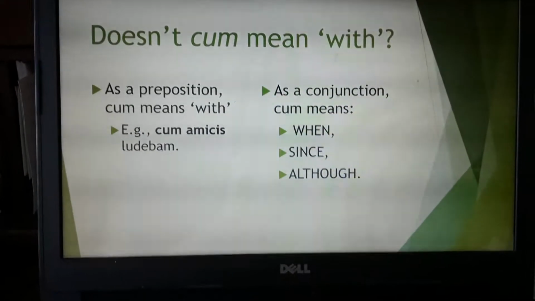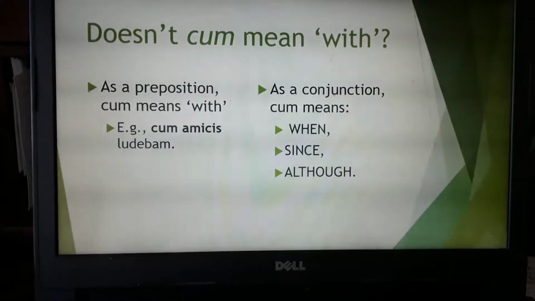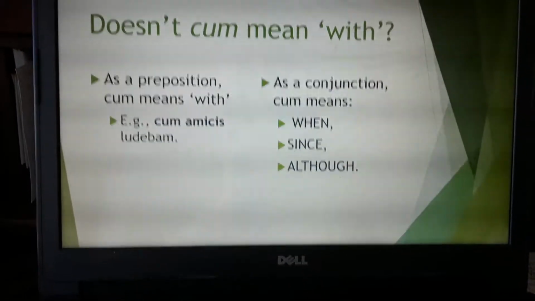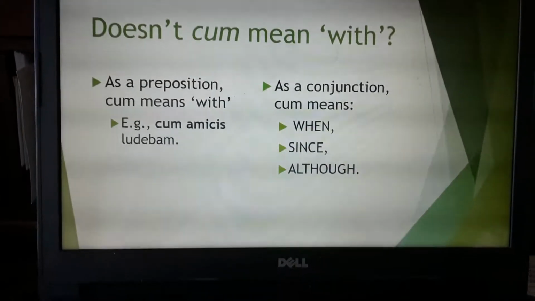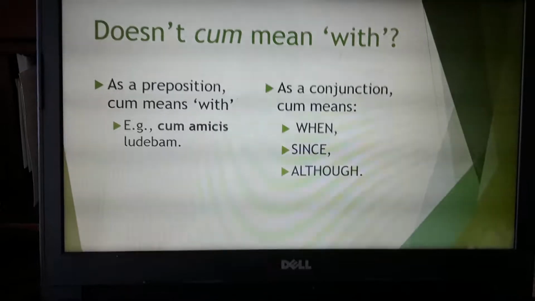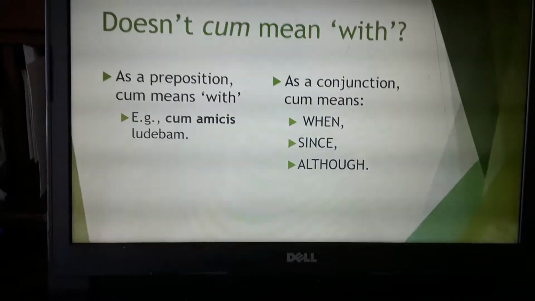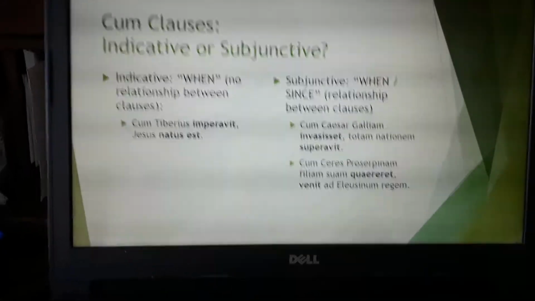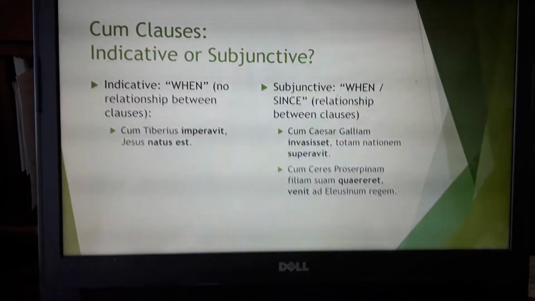Now, way back in level 1, we learned that cum is a preposition that takes the ablative case and it means with, and we're very familiar with this. But lately we've been seeing cum showing up in our translations where it doesn't mean that. It's used as a conjunction and it means when, since, or although. Most of the time, cum is just going to mean when, and that's going to be fine.